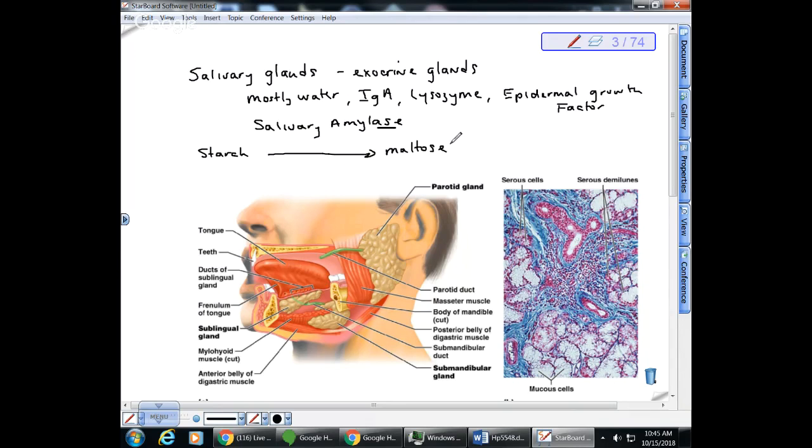So you could take a piece of bread that's not sweet, and then over time, if you hold it in your mouth, it will turn sweet because of the action of this enzyme. So this is the primary chemical digestion that takes place in the mouth. The mechanical digestion has to do with chewing, right? So this is chemical digestion.